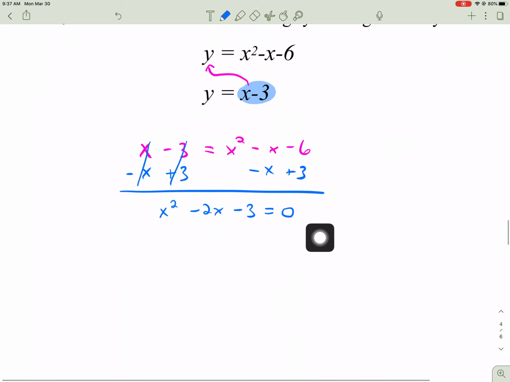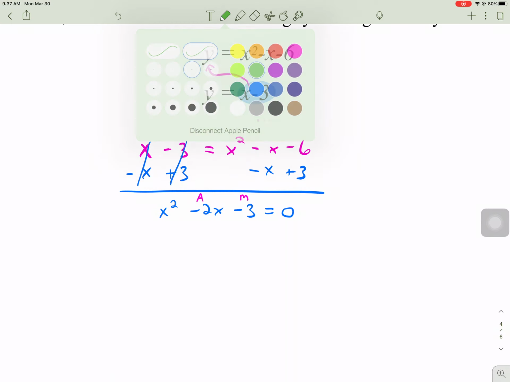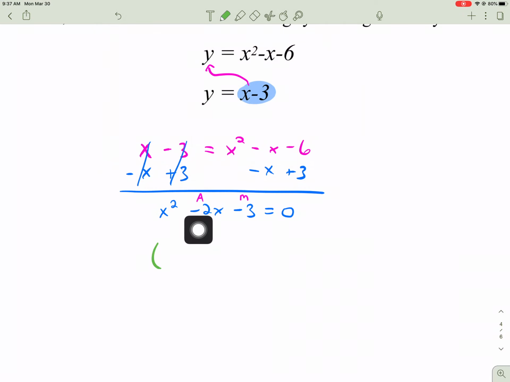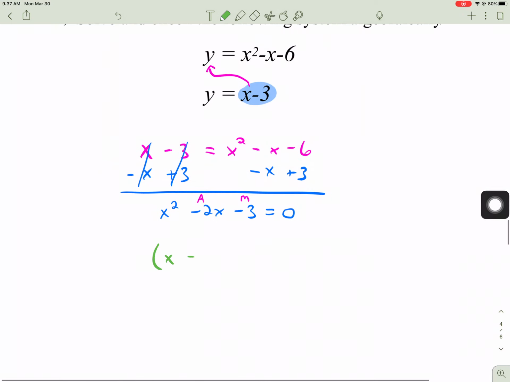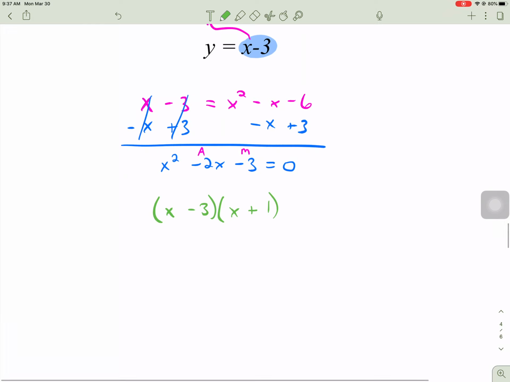How do I solve a quadratic now set equal to 0? Well, since it wants us to do it algebraically, I can't just graph it and look for the roots. Instead, I'm going to have to factor. How do I factor trinomials with a 1 out front? Sum product, what adds and multiplies. So what adds to negative 2 but multiplies to negative 3? x minus 3, x plus 1. And you get x equals 3, x equals negative 1.